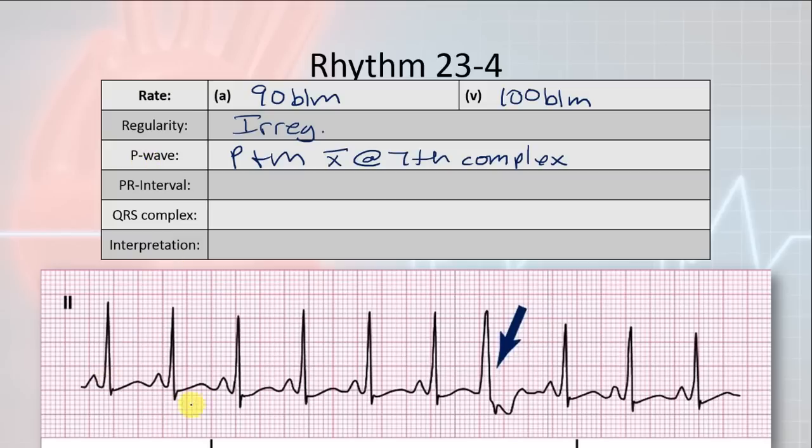PR intervals, you have a huge P wave here, but let's just look at the PR interval itself. So we have 1, 2, 3, about a 0.12 second, even though that P wave is huge. The QRS complexes look very narrow, so they look like they're 0.08 second. The interpretation, first we identify the underlying rhythm. The underlying rhythm is a sinus rhythm because it's at 90 beats a minute, but we do have a premature complex here. What the arrow is pointing out is this thing right here is the retrograde P wave.